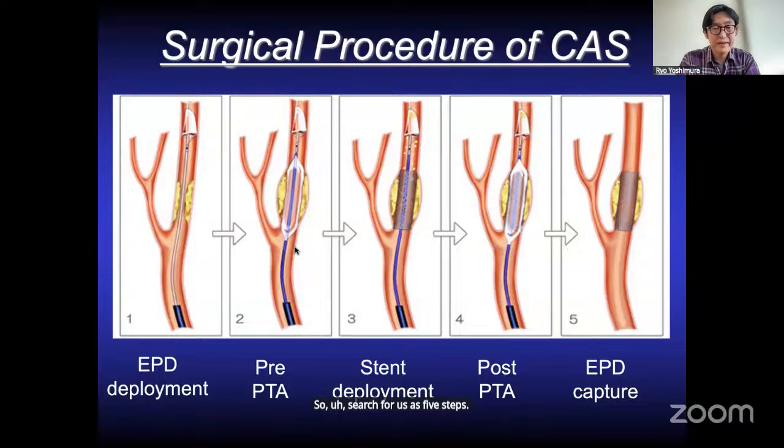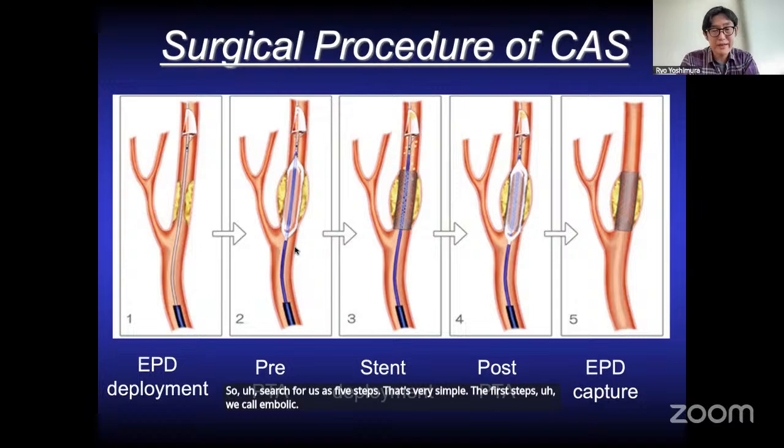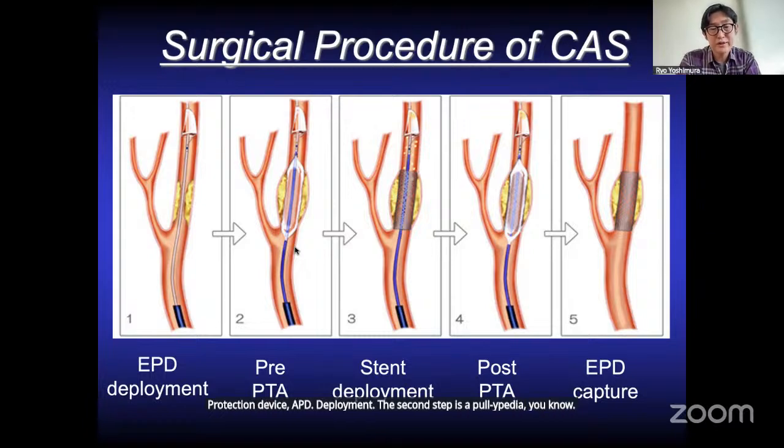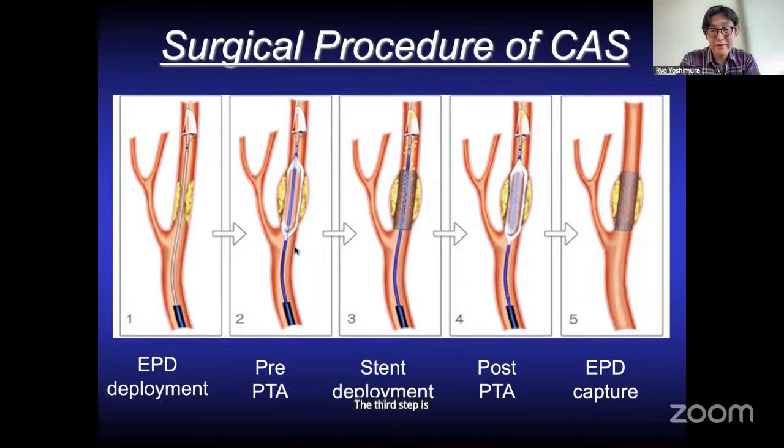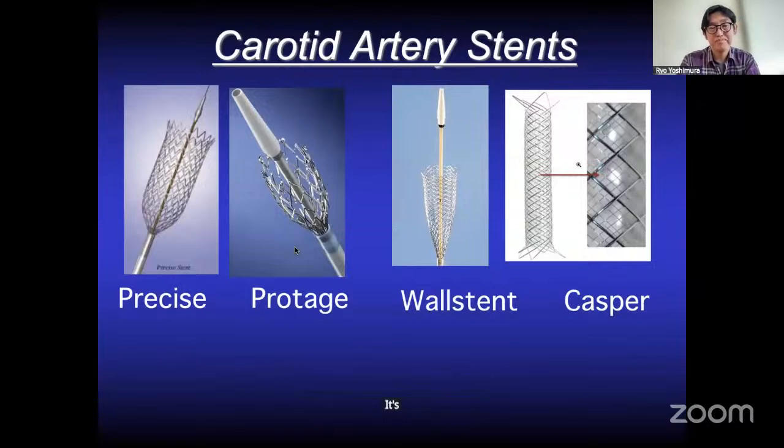So, the surgical procedure of CAS has 5 steps. That's very simple. The first step we call embolic protection device (EPD) deployment. The second step is PTA, percutaneous transluminal angioplasty. The third step is to deploy the stent, and if necessary, post-PTA should be done. And finally, the EPD is captured and retrieved. That's 5 steps. It's very simple.